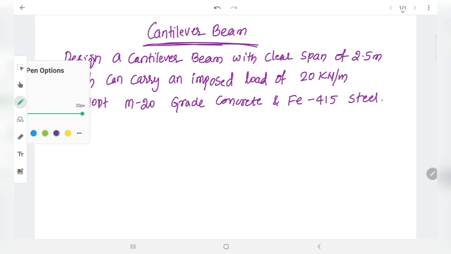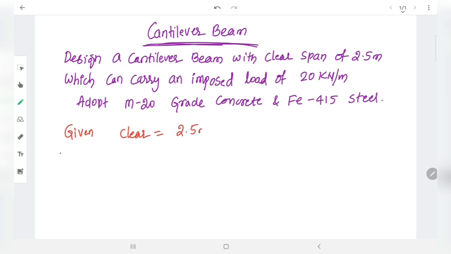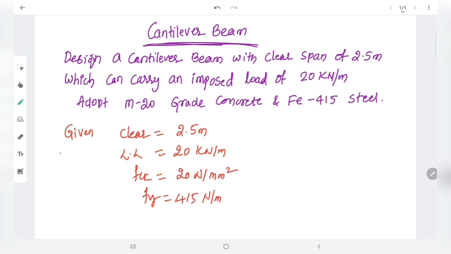First I'll be writing the given data. Clear span is given. It is equal to 2.5 meter is the clear span of the beam. Imposed load or live load is 20 kilonewton per meter. FCK is 20 Newton per mm square. Fy is 415 Newton per mm square. This is all about the given data. So this will be treated as step 1.